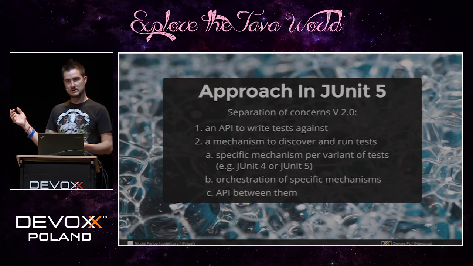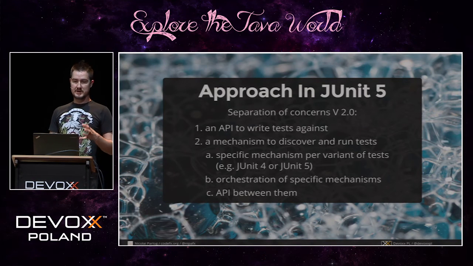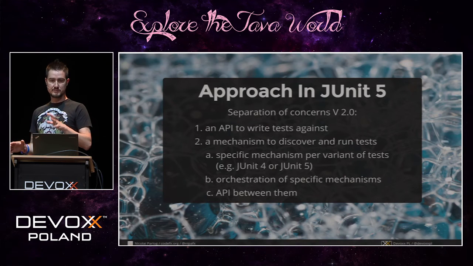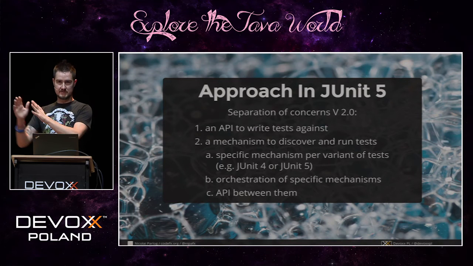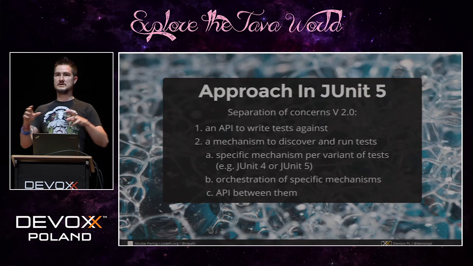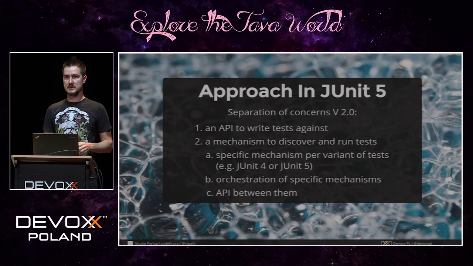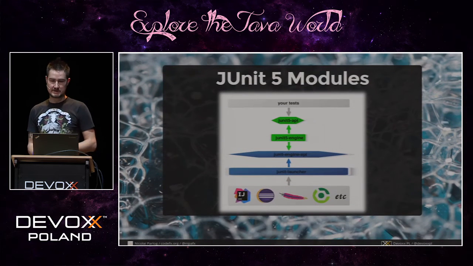Still, point one is like it was before, the API for us to write tests against. And then there was the mechanism to discover and run tests, but it was split up. There's one mechanism for each kind of test, JUnit 4, JUnit 5, and others you could imagine. And then you have some kind of orchestration that sees which kind of tests could be run and does that. And then, of course, there's a fixed API between that. So this is how it ends up.